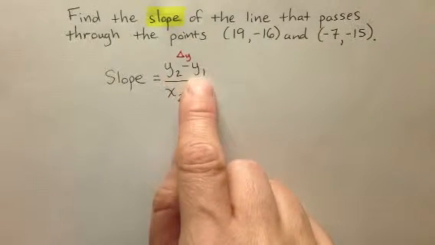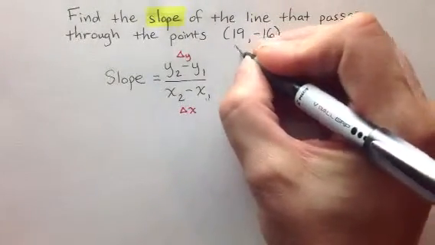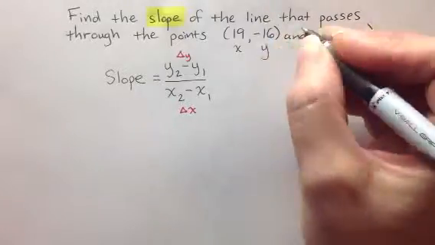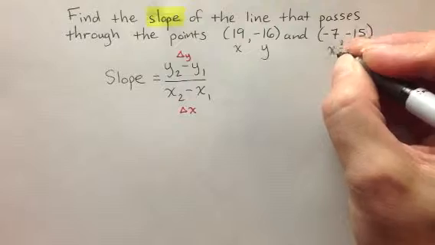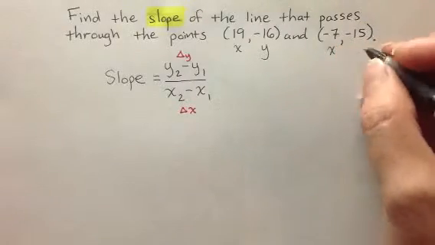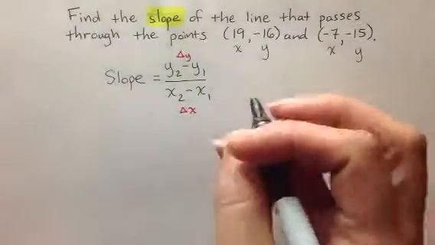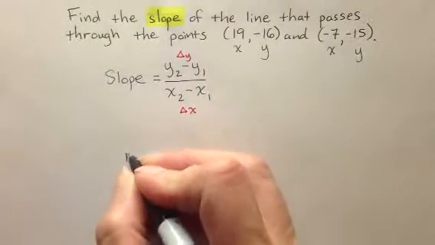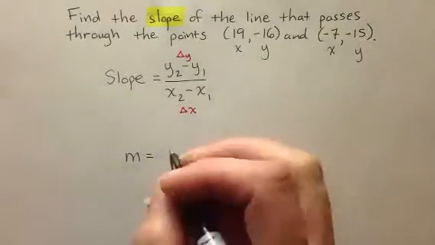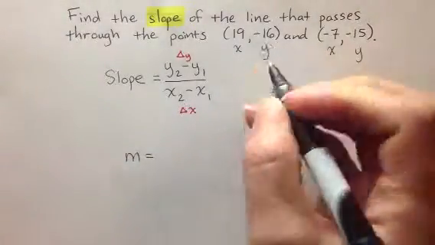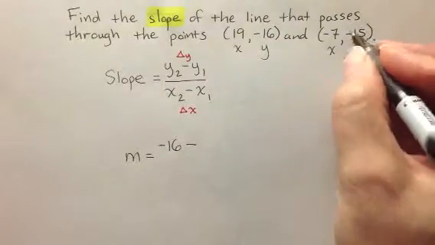Okay, so I'm going to go ahead and plug in. I always do left to right, so this is x1, y1, although I actually do it x2, y2. But what's important is that the first number in the coordinate is x, and the second number in the coordinate is y. Okay, so m, which is what is standardly used for slope, equals y, I'm going to take the first y, negative 16, minus the second y.